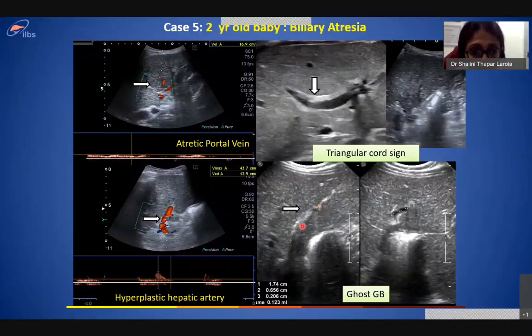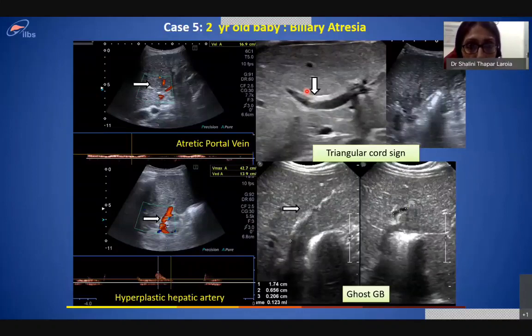Instead, we are marking 2 small points with a small echogenic area within it. This is a ghost gallbladder because there is no bile secretion. There is no filling up of the lumen of the gallbladder. Hence, you're not seeing a gallbladder. All you see is a small little slit-like structure which appears hypoechoic. What is a triangular cord sign? It is formed by the atretic bile duct.